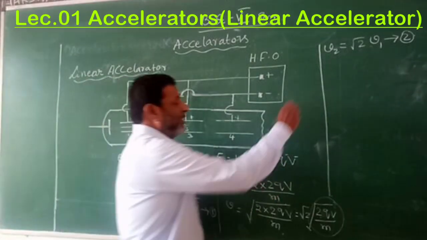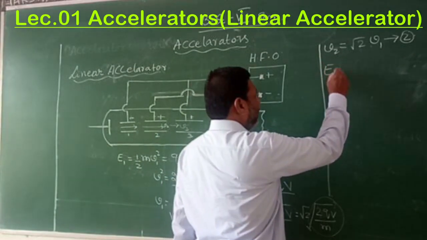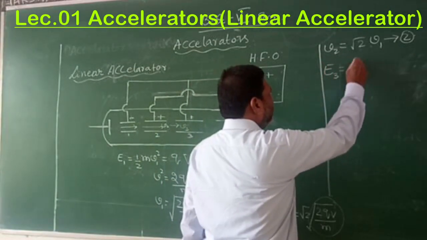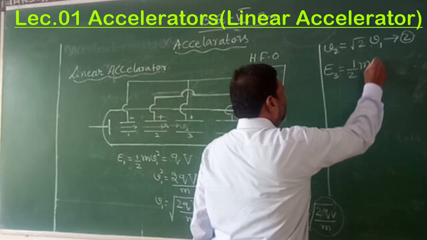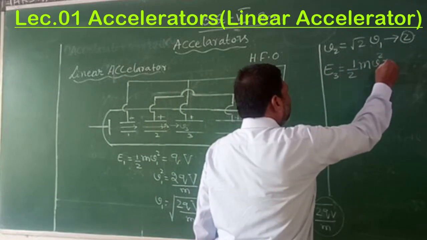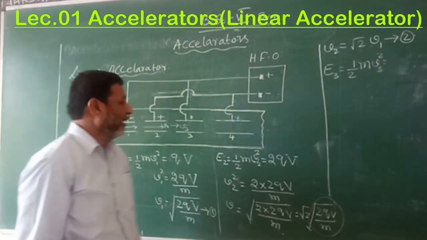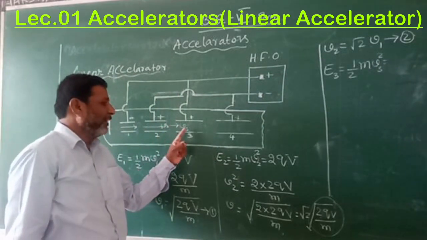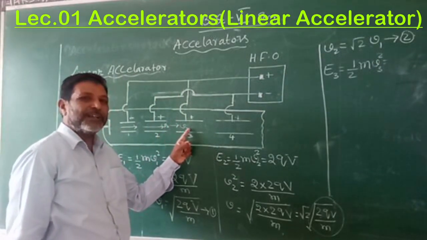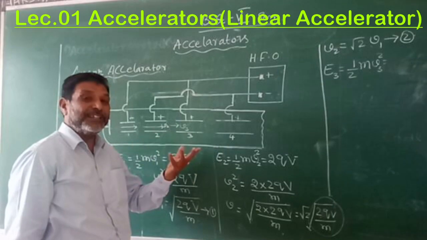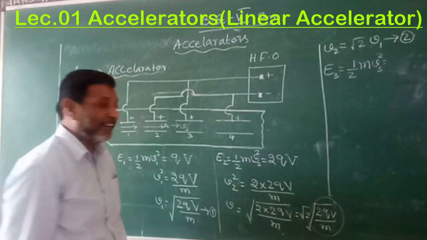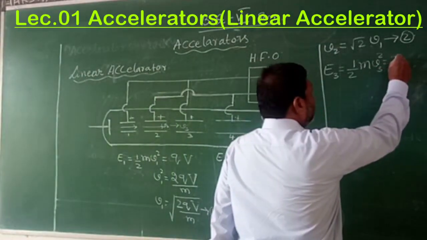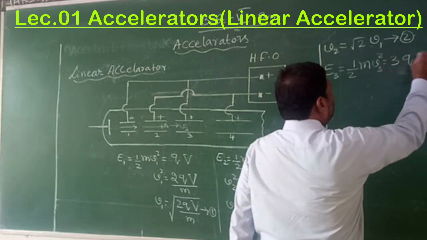V3. Then the energy of the electron in the third tube is equal to half m V3 square. It is equal to how much we get when the electron is entering the third tube. It is attracted thrice, isn't it? So here you will get 3QV.